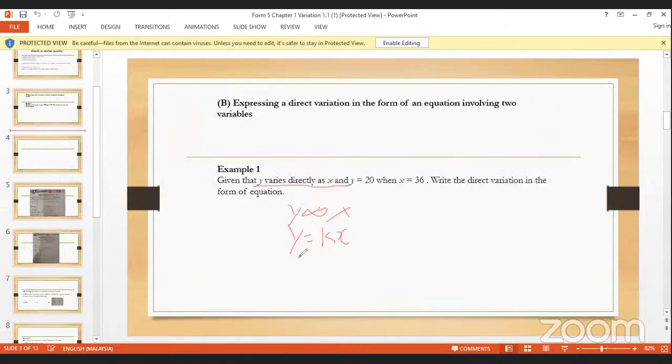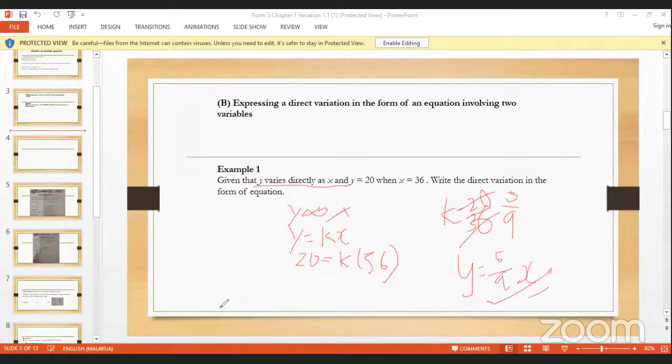So it will be 20 equal to k times 36. So k equals 20 over 36. If you simplify, it will be 5 over 9. So y equals 5 over 9 x. This is the answer. And we move on to the next questions.